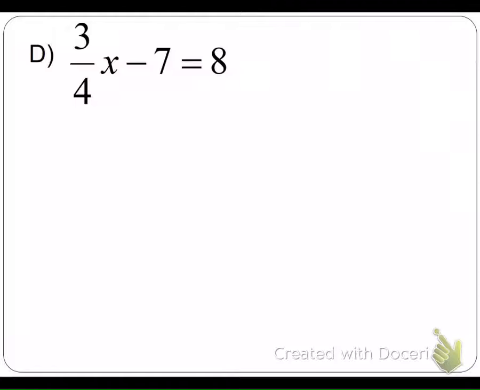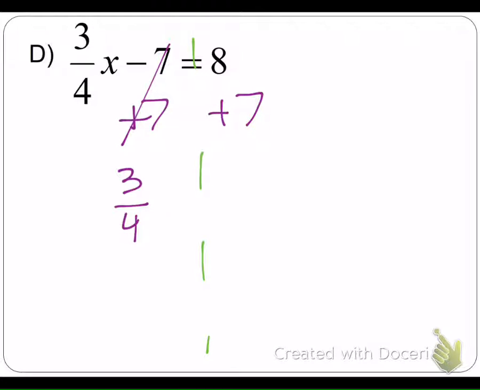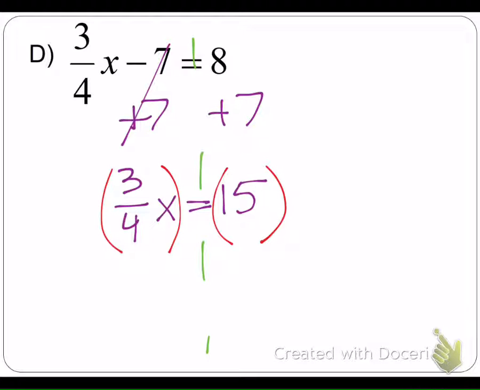So we're going to undo the subtracting 7 first. How do you undo subtracting 7? You add 7. So again, if you want your line of equality that I occasionally forget to do, more than occasionally. All right, so I have 3/4 x equals 15. Now what? Multiply by the reciprocal. What is the reciprocal? 4/3.